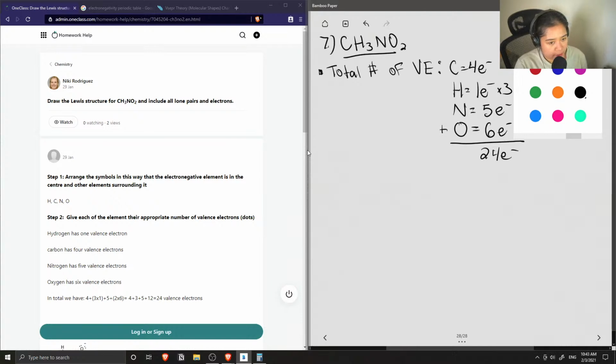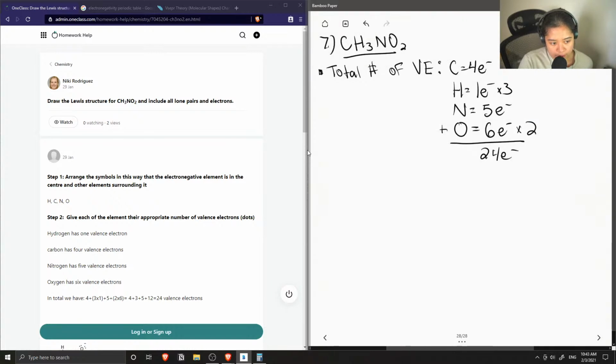Okay, so now let's try to draw out a Lewis structure for this compound. We would have carbon bonded with 3 hydrogens, and then also bonded to the nitrogen, like so. So let's count out how many electrons I have in this structure. We would have 10 out of the 24 electrons. So let's see what happens if I draw in all of the lone pairs on my oxygens.